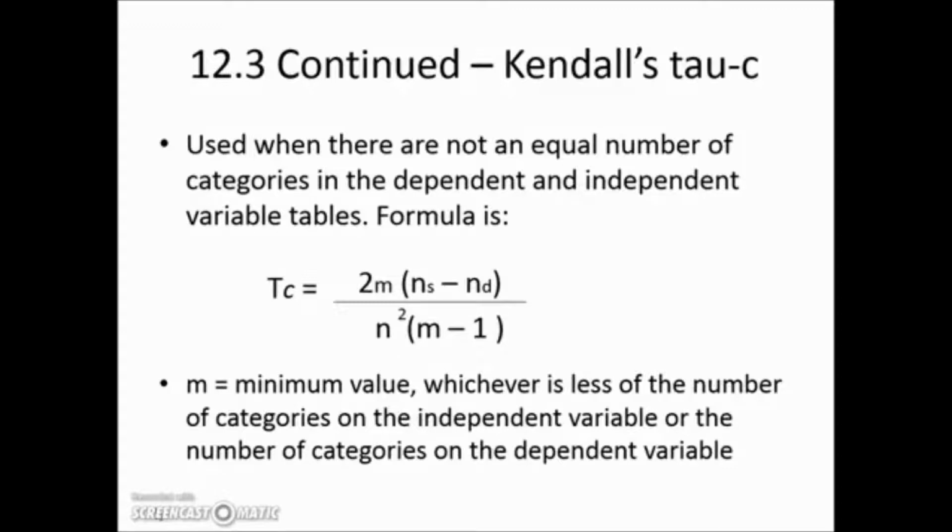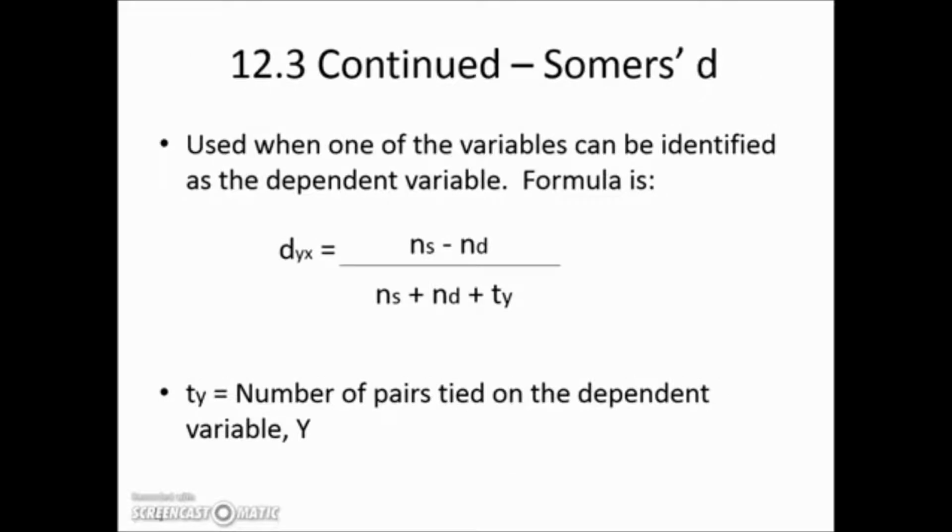The formula is as follows: Tc equals 2m bracket ns minus nd close bracket divided by n squared bracket m minus 1, where ns equals the number of similar pairs, nd equals the number of dissimilar pairs, n equals the number of respondents, and m equals the minimum value, whichever is less, of the number of categories on the independent or dependent variable. Like tau B, tau C ranges from -1 to +1 and does not have a PRE interpretation.